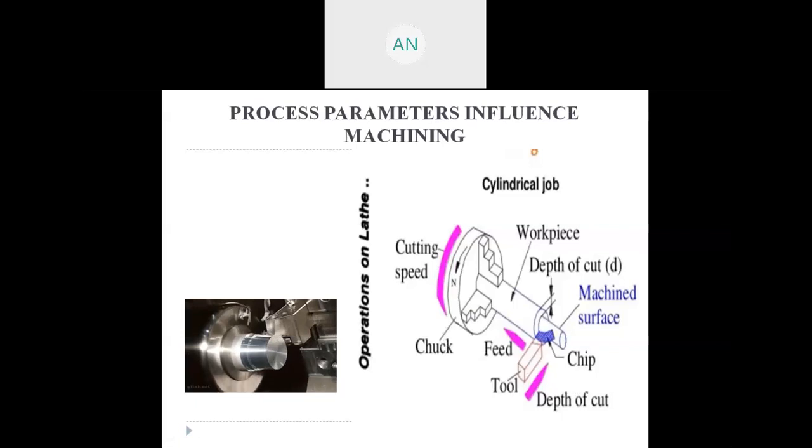So I am setting up the workpiece on a chuck. When I rotate the chuck, my cutting speed is independent, which I am going to give, but the machining is dependent on the cutting speed.